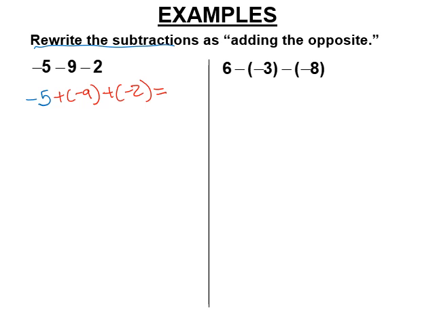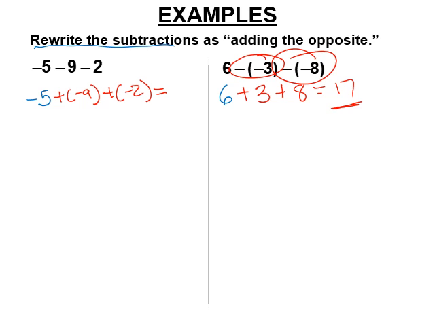Try the next one. The first number stays the same. Then that becomes plus 3. You add the opposite. That's why the lesson is called that. This becomes add 8. Right? So notice, sometimes when you do this, you get a first grade type problem when you add the opposite.